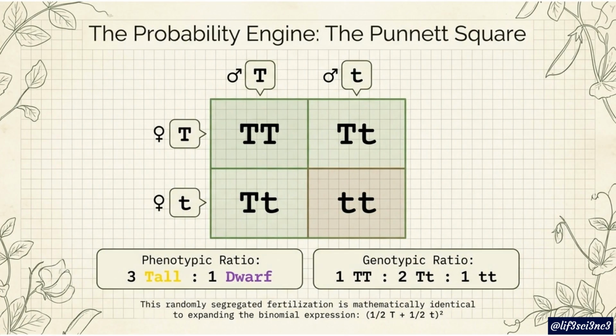To visualize this probability engine, we use a diagnostic grid called the Punnett Square. By crossing the gametes of the F1 generation, we can see exactly how the F2 generation forms. Mathematically, this random fertilization is identical to expanding the binomial expression, (½T + ½t)². The Punnett Square reveals that the 3:1 phenotypic ratio of tall to dwarf plants actually masks a precise genotypic ratio of 1 homozygous tall to 2 heterozygous tall to 1 homozygous dwarf plant. Math and biology align perfectly to explain the mystery of life.